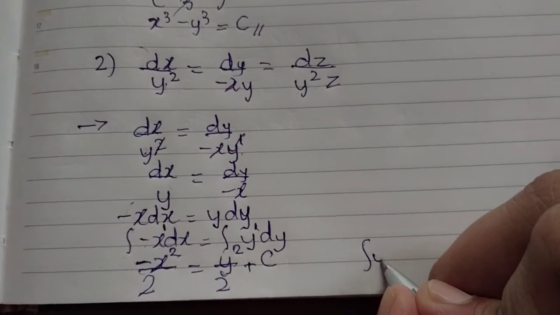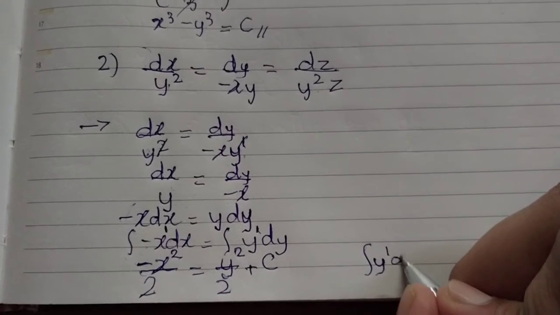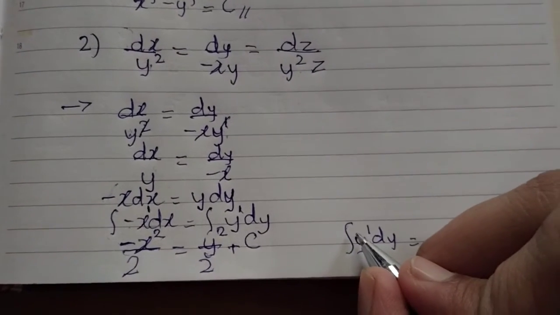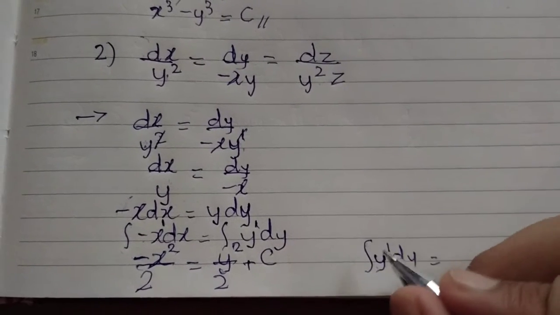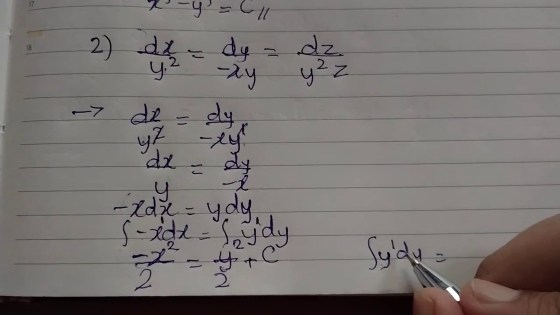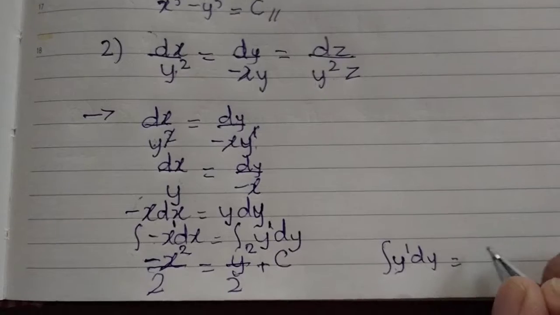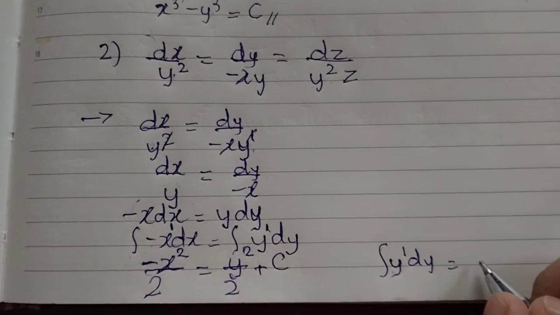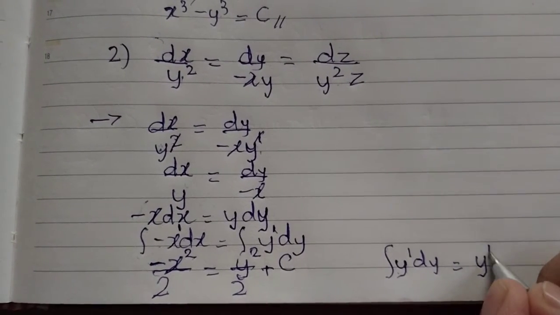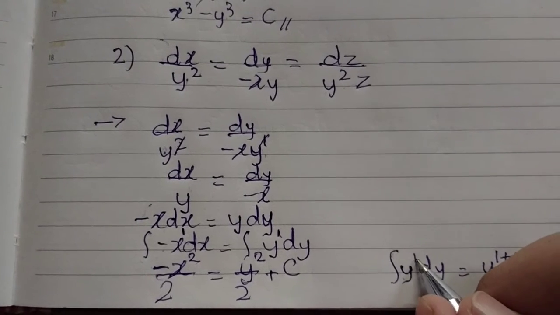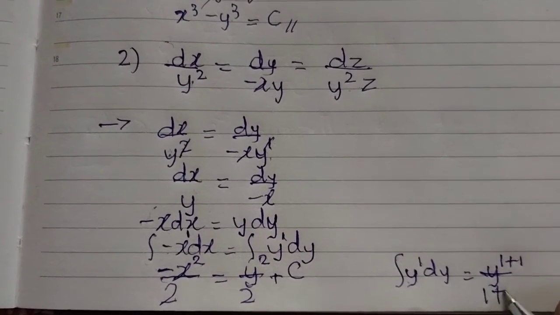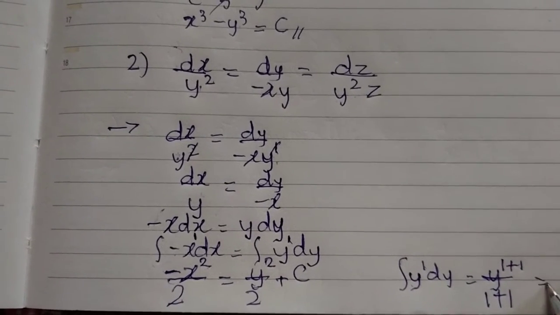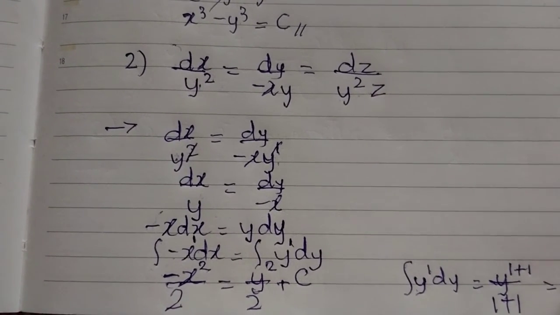For someone who doesn't know the integration of y raised to n, there is no difference between x raised to n or y raised to n. In the end both are variables. Integration of y raised to n is equal to y raised to n plus 1 upon n plus 1. What is the value of n? It is 1. So y raised to 1 plus 1 upon n plus 1. So it will be y square upon 2.